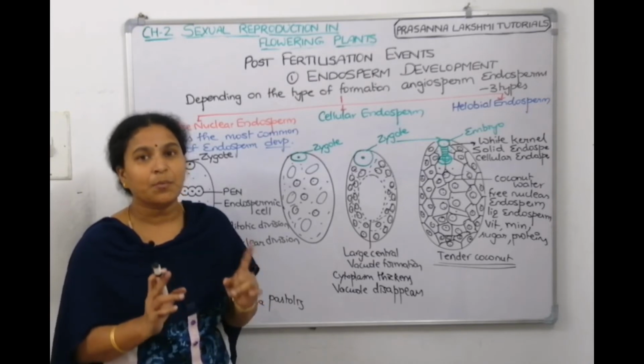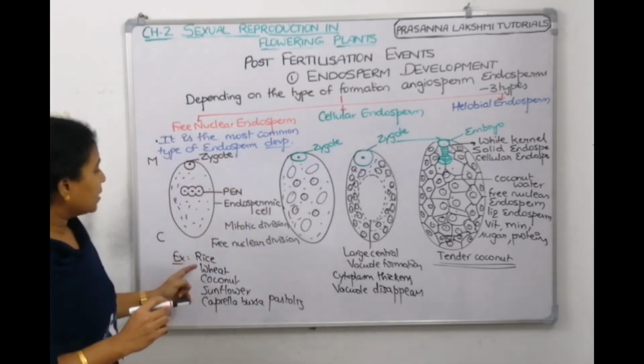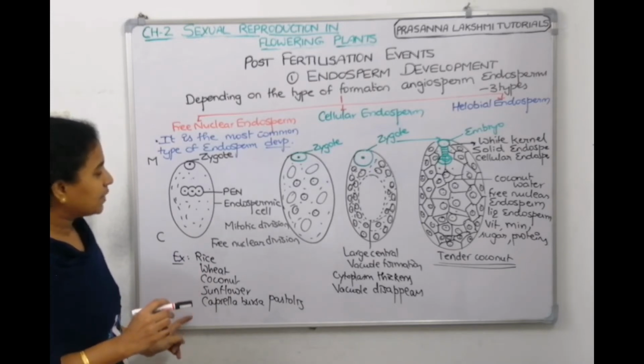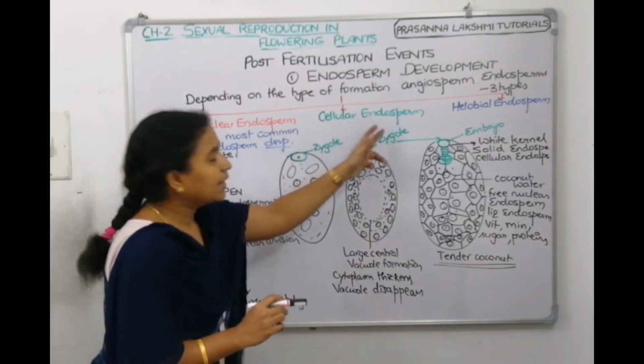Understood, children? This is about the first type of endosperm development. Where do we find it? Rice, wheat, coconut, sunflower, and Capsella bursa pastoris. Take a screenshot, then we will talk about the second type of endosperm.